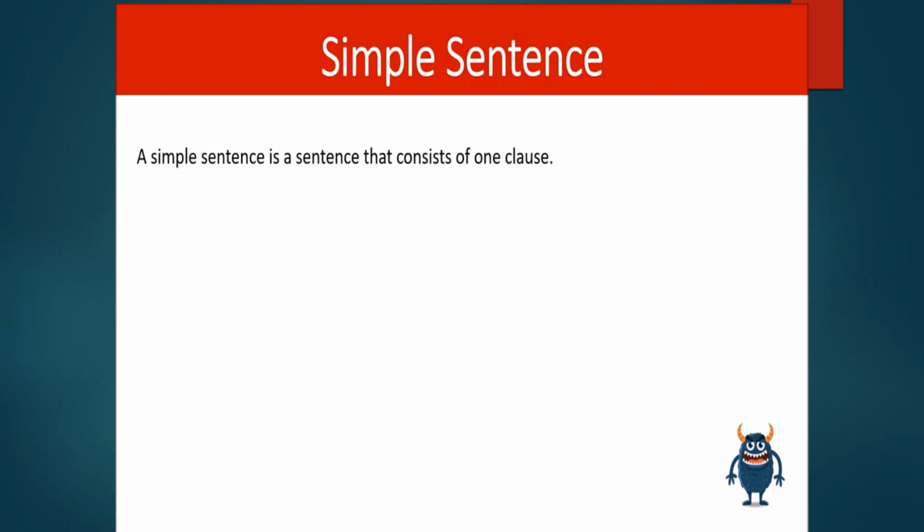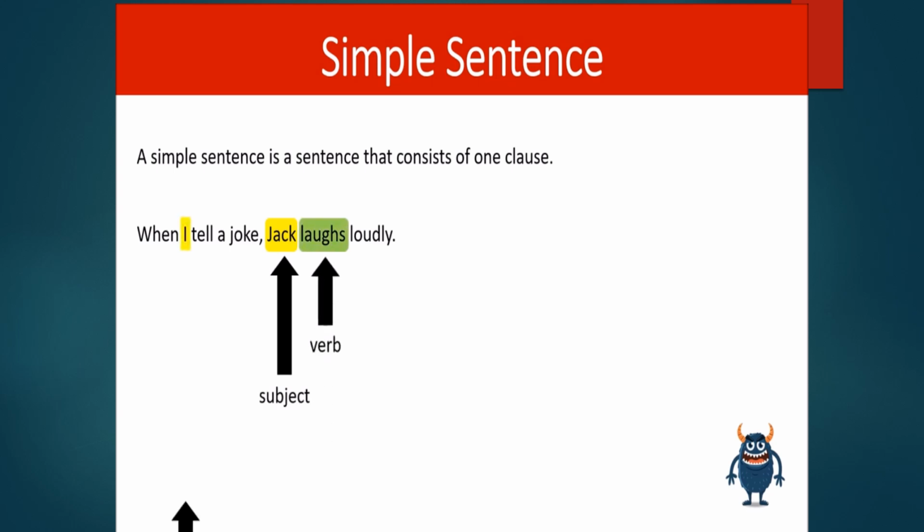Let's look at an example that isn't a simple sentence. When I tell a joke, Jack laughs loudly. Well, here we have a subject with its verb. But look at this. We have another subject that's governing a different verb. Now we have two different clauses. And remember, a simple sentence is one that consists of one clause. This one has two clauses, so it can't be a simple sentence.